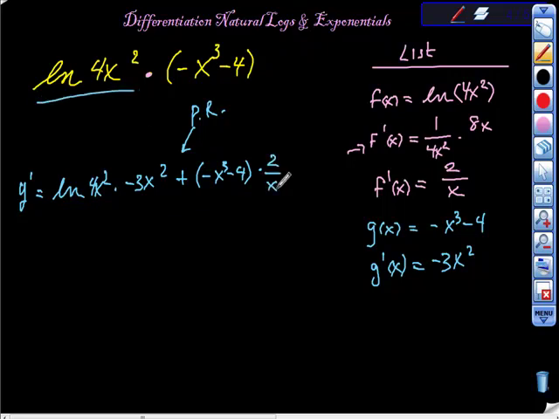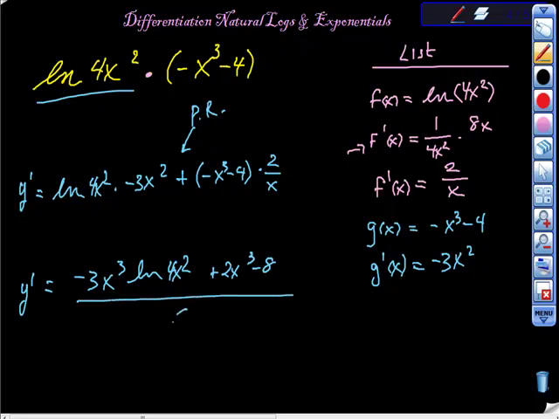Now, depending on what part of the test you take this on, this could be enough. It is possible that you would have to clean it up, and when I did all my algebra and cleaned this all the way up, I got y prime is equal to negative 3x cubed ln 4x squared plus 2x cubed minus 8, all over x.